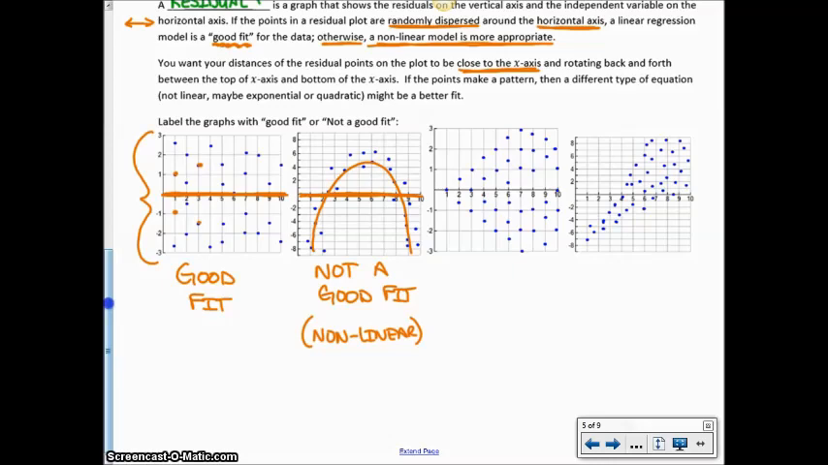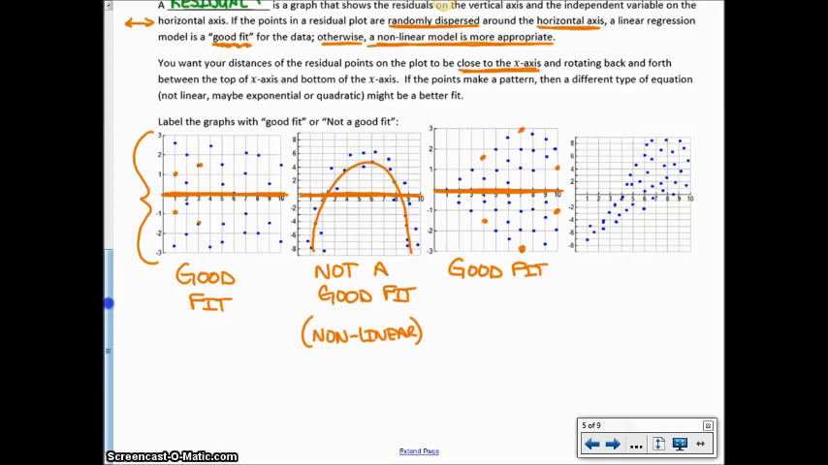Okay, so then we move over to the next one and we can see that it goes from 3 to -3, so they're still pretty close to the axis. And it does make a pattern, but not as much of a pattern. There are some above and some below, here and here and here, all over the place. So that's pretty randomized, so I would say good fit.